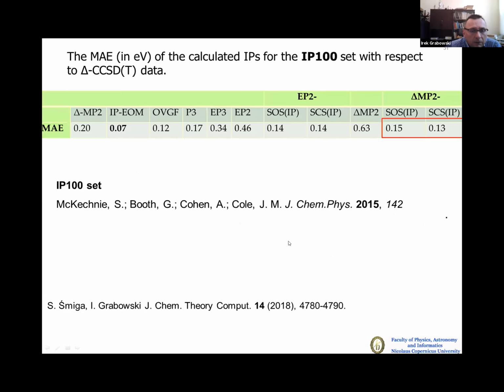So the assessment of the method. First we check it for a few benchmarks. First was the benchmark full set of 100 molecules, and as you can see, the error of the delta MP2 method which we propose, with the coefficients, is very nice, and it's only slightly bigger than the error of IP-EOM. This is delta MP2 standard, and with the parametrization we fix this number, and we are very close to the much more expensive third order calculation.